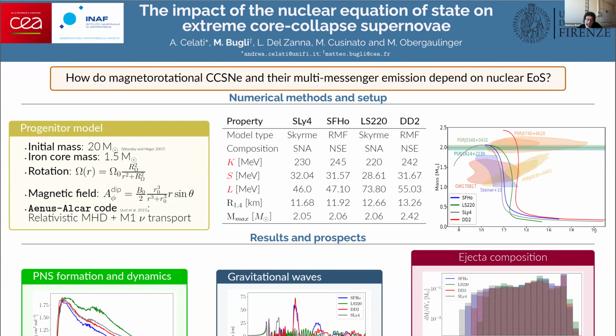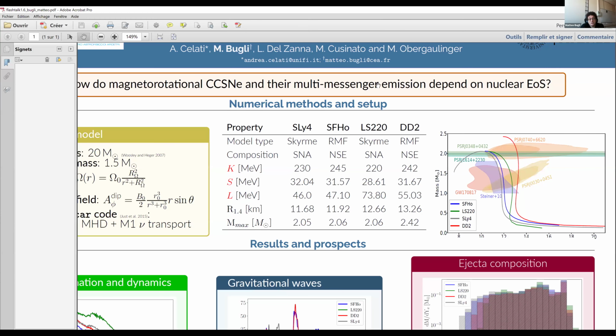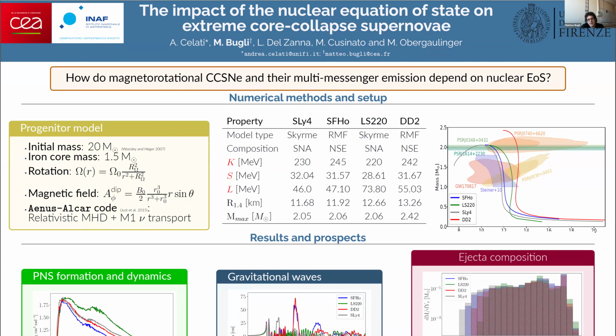I'm Matteo Bugli. I'm a researcher at the Astrophysics Department of CEA Saclay, and I'm presenting you the work done by my student Andrea Gelati as a master student at the University of Florence. Now he's doing a PhD thesis in Florence as well, working on magneto-rotational core-collapse supernovae. So the most extreme case of core-collapse, having fast rotation and strong magnetic fields. And the core question of his work was assessing the impact of the nuclear equation of state. So how nuclear dense matter and how we describe it in the simulation affects the results.